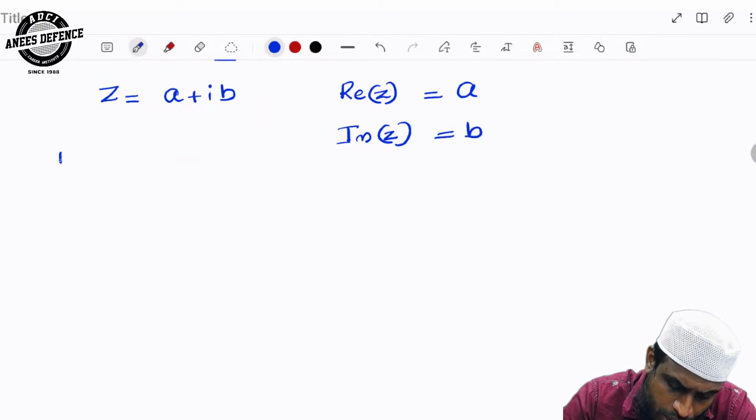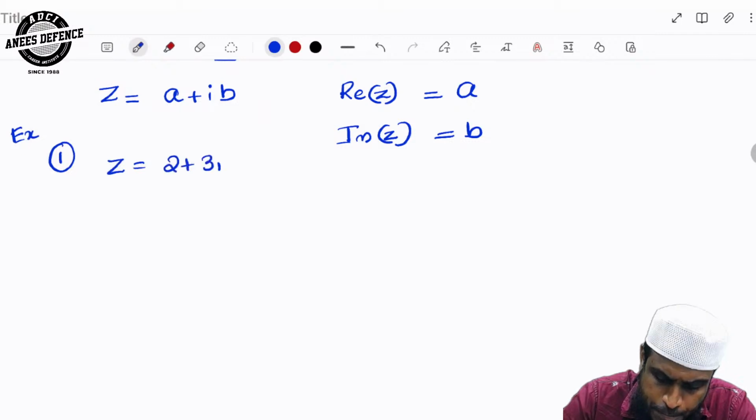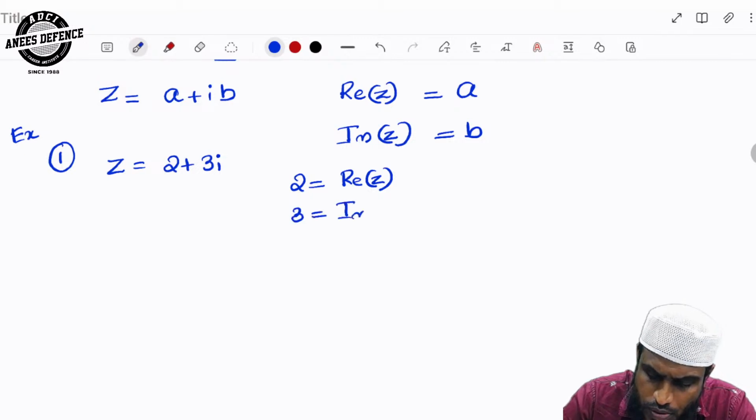Then I will give you some examples. Example 1. Z equal to 2 plus 3i. So 2 we can call the real part of Z and 3 we can call the imaginary part of Z.